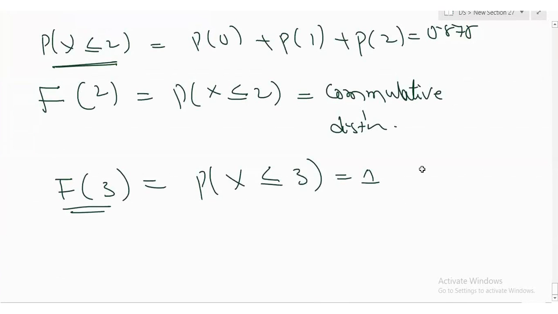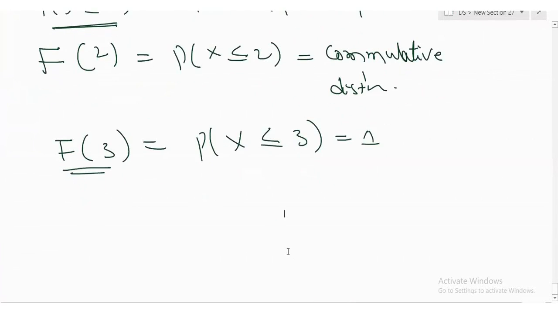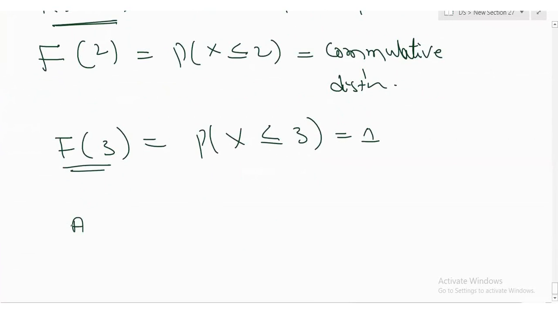So that's the meaning of cumulative distribution. It's very, very important for us. Now, let us look at the at least kind of thing. What is the at least? What is the meaning of this? For example, I am saying, what is the meaning of this? I want to get one head or above.